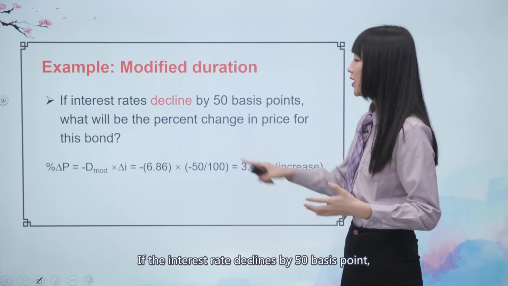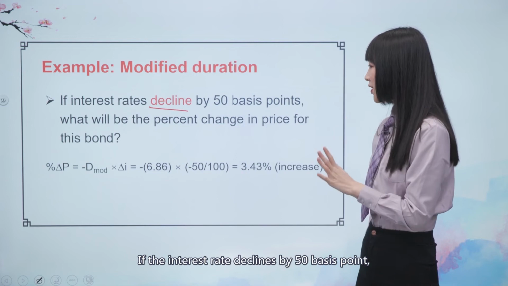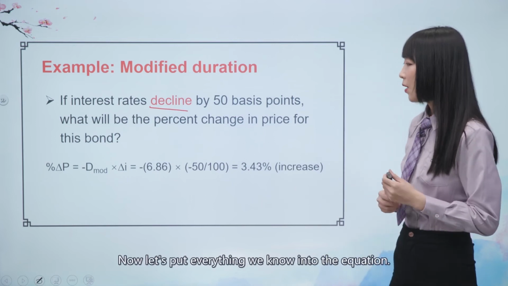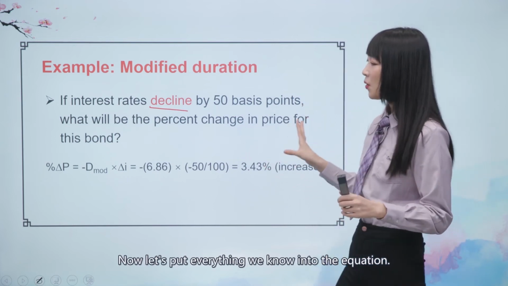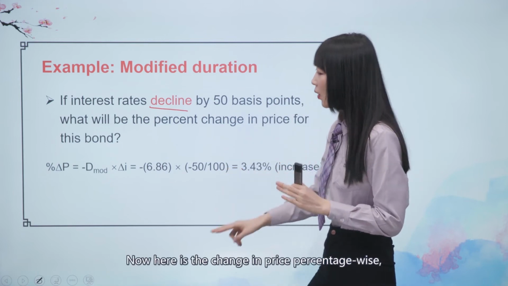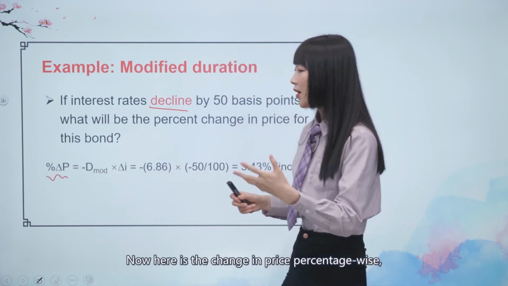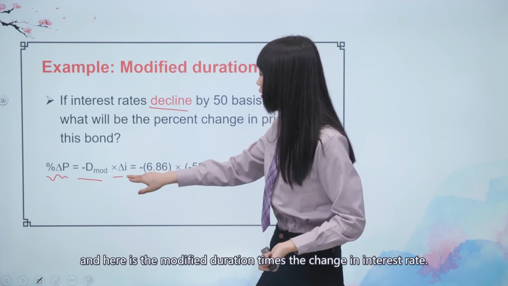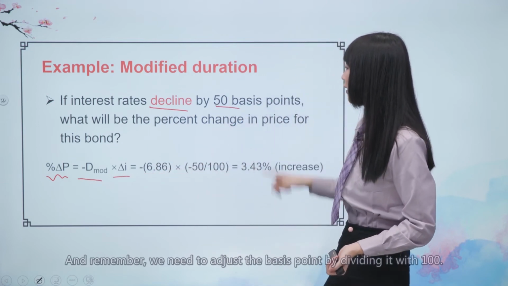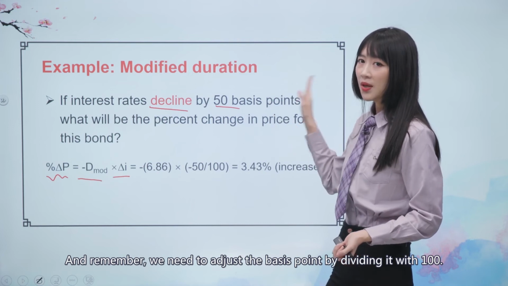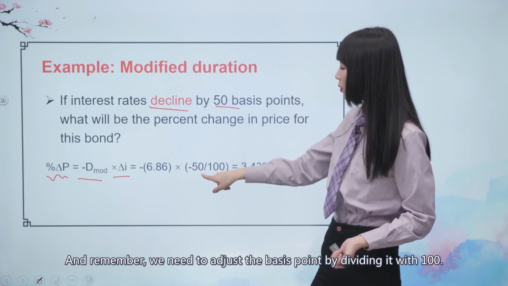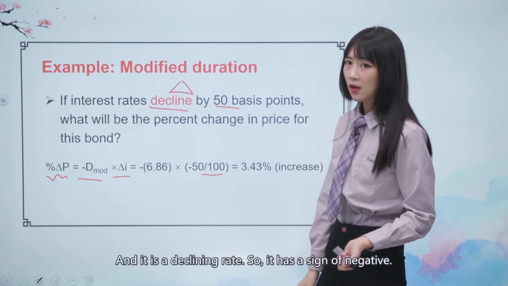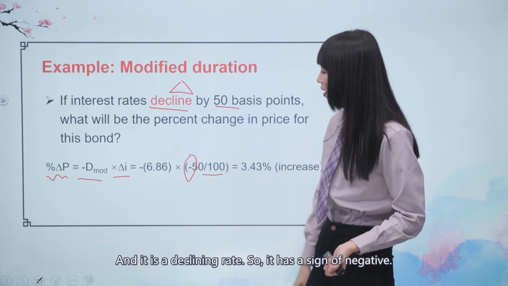If the interest rate declines by 50 basis points, what will be the percentage change for the bond price? Let's put everything we know into the equation. Here is the change in price percentage-wise, and here is the modified duration times the change in interest rate. And remember, we need to adjust the basis point by dividing it by 100. And it is a declining rate, so it has a sign of negative.